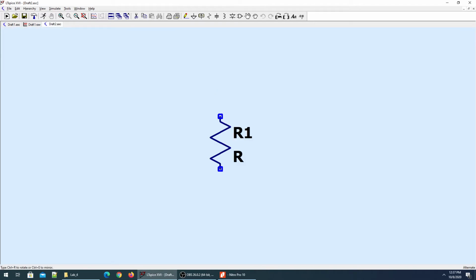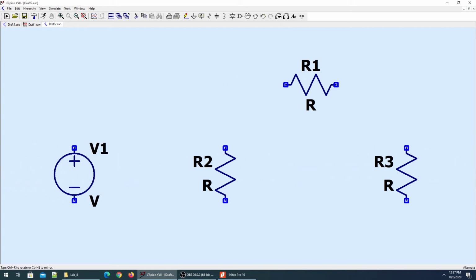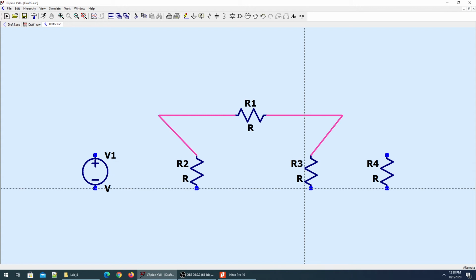I'll bring a resistor, rotate it. I'll bring the resistor here, and the one here, and the load resistance here, and my voltage source over here. All right, so now I'll start connecting the wires. So I'll bring F3. Here.